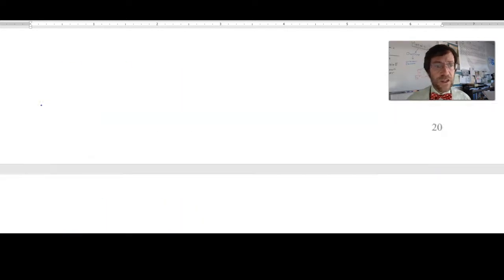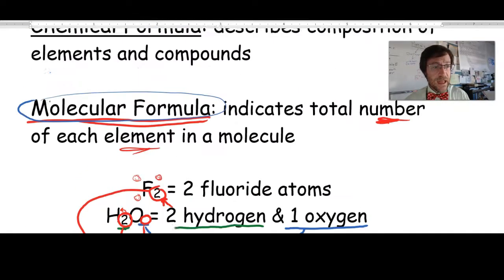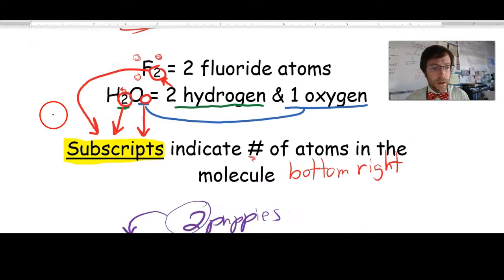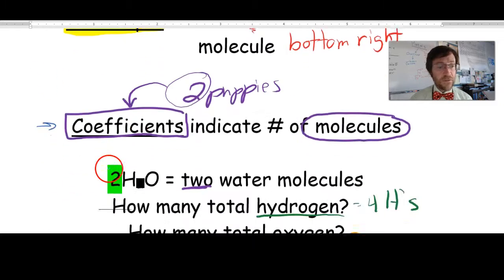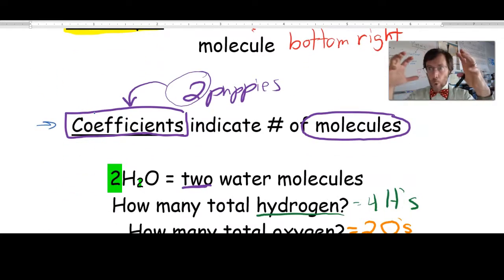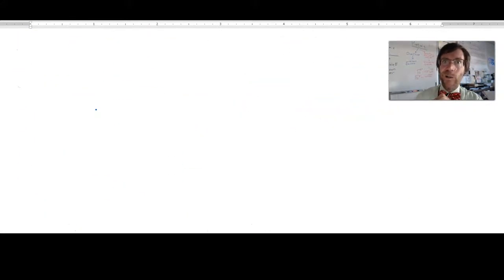The 2 other really important words that we have are coefficients and subscripts, right? Subscripts tell us how many atoms of each element are in the entire molecule, and then the coefficients tell us how many whole and complete molecules we have. Get those words locked in because we're going to be using them all of the time.